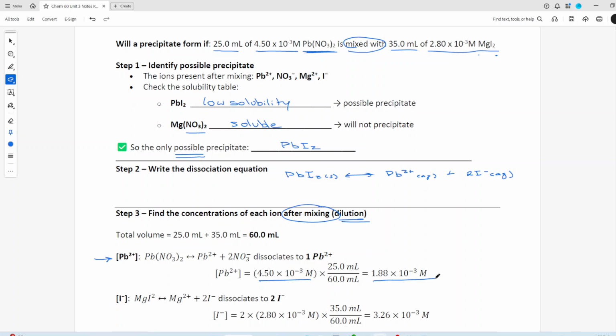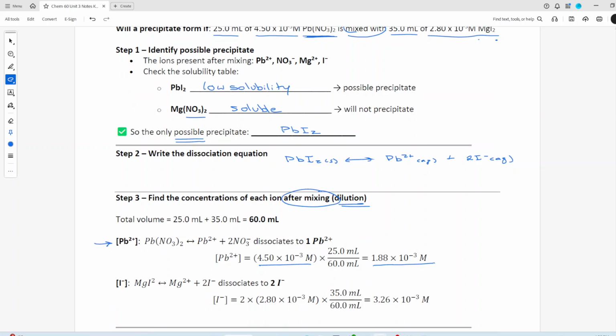But of course, we're keeping that unrounded value in our calculator, right? We're just keeping track of our sig figs. Then we do the same thing with magnesium. Now I just realized that this 2's in the wrong spot. I'll fix that. So it's magnesium iodide would dissociate into magnesium and 2 iodine ions.